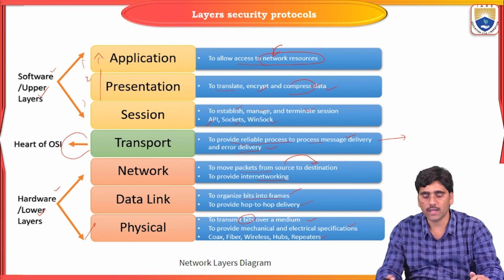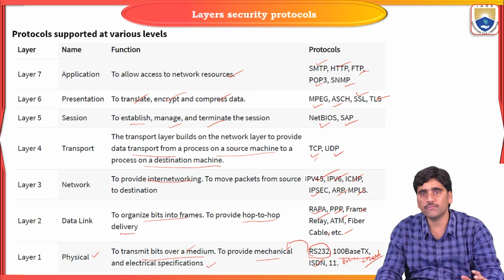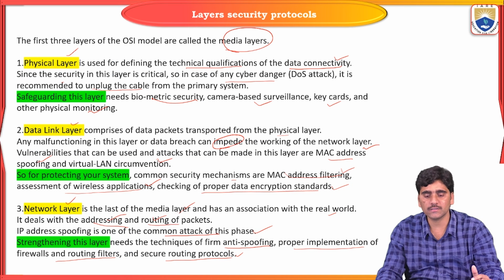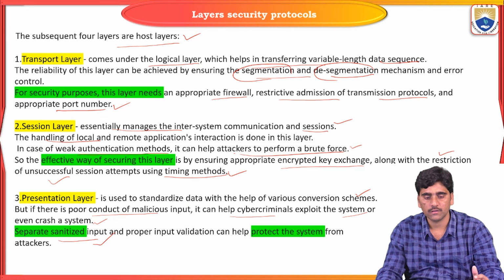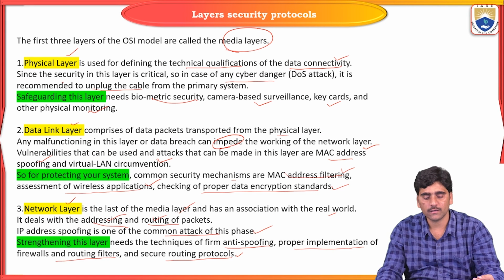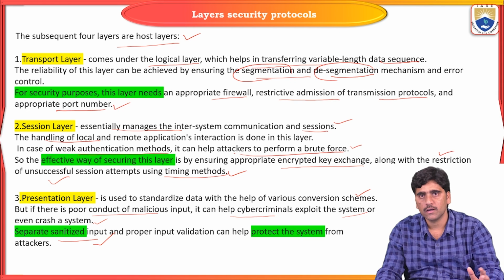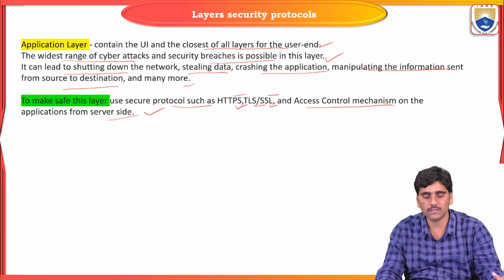These are all the layers, each with its own functionality, and each layer has its own protocols that are implemented to do these functionalities. So for each layer, there are attacks and safeguarding mechanisms. For the physical layer, data link layer, and network layer, the safeguarding mechanisms are biometric security, MAC address filtering, anti-spoofing mechanisms, appropriate firewall installations, encryption processes, and input validation, which is nothing but sanitized input. All these are some safeguard mechanisms for each layer.